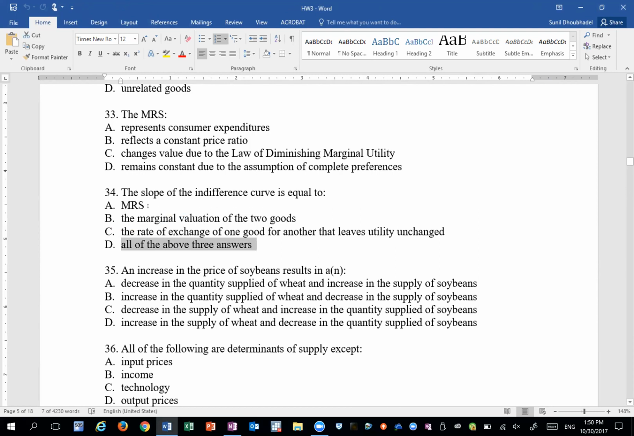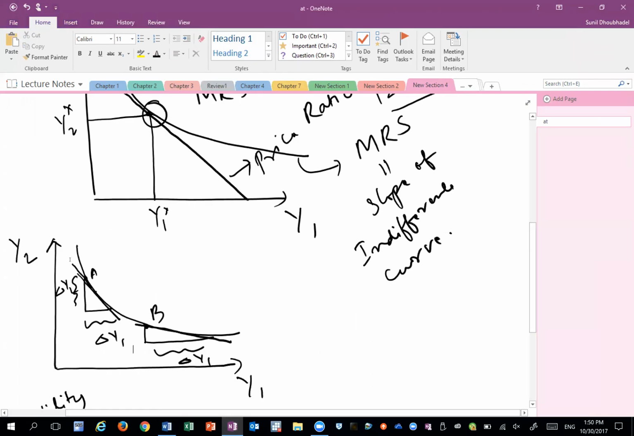Whether you say MRS, that is the rate of exchange of one good for another good that leaves utility unchanged. If you look at this here, okay? Along this indifference curve, utility is unchanged, but MRS is representing the rate of exchange between Y1 and Y2. So here, you give this much of Y2 to gain this much of Y1. That is the rate of exchange.